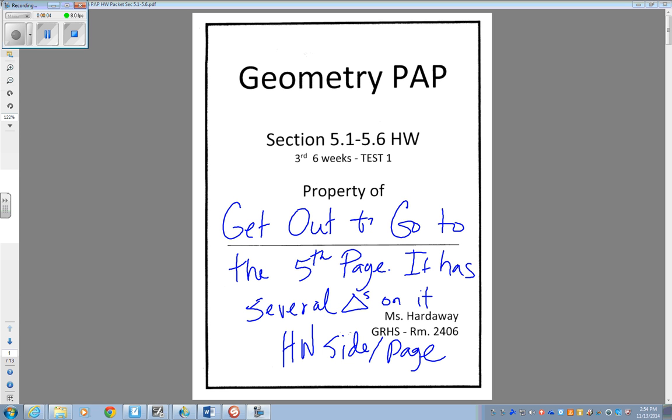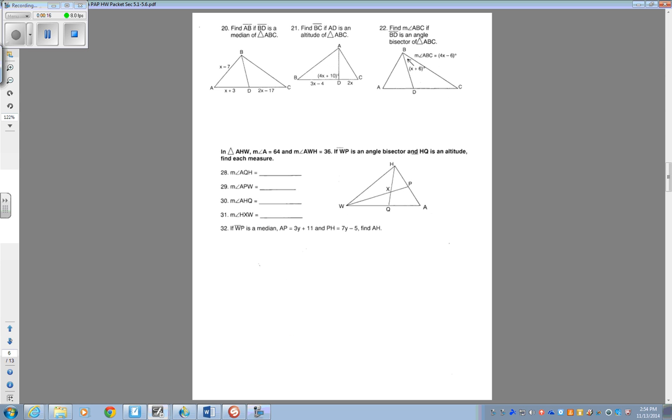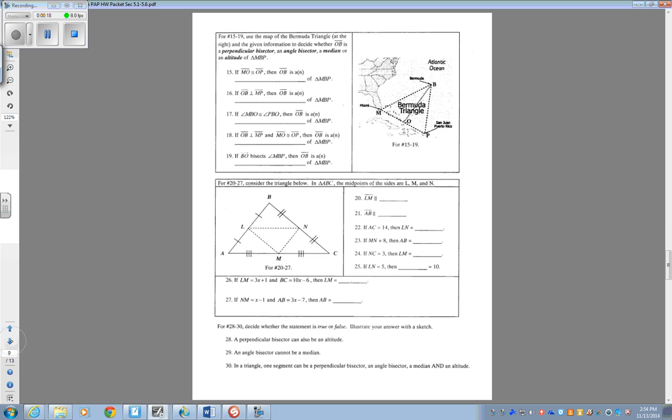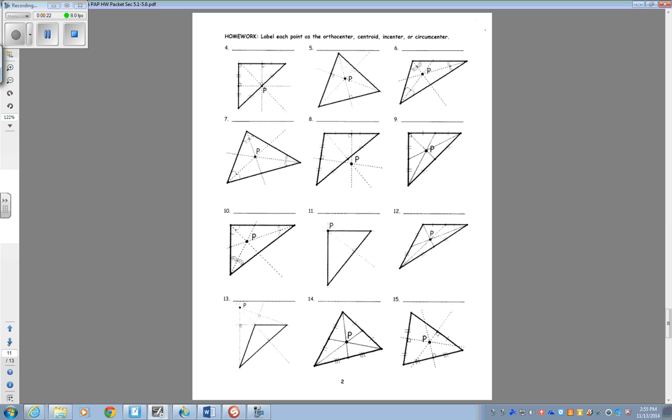Okay, stamp homework, page 1, and I will stamp your score sheet. What I need you to get to is the 5th page, which is, this is the 5th page, but we want to look at the side that has the several triangles on it. So I need you to look at this page.